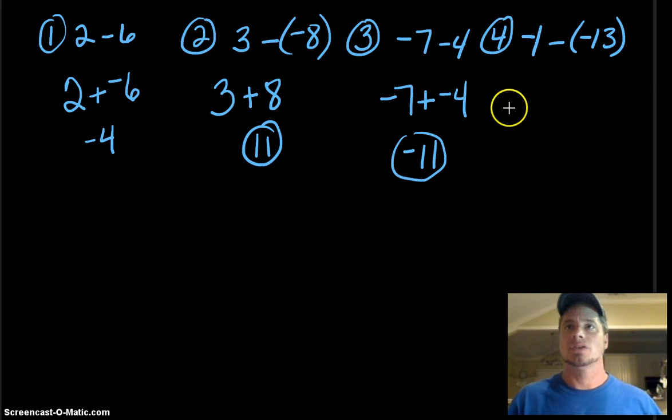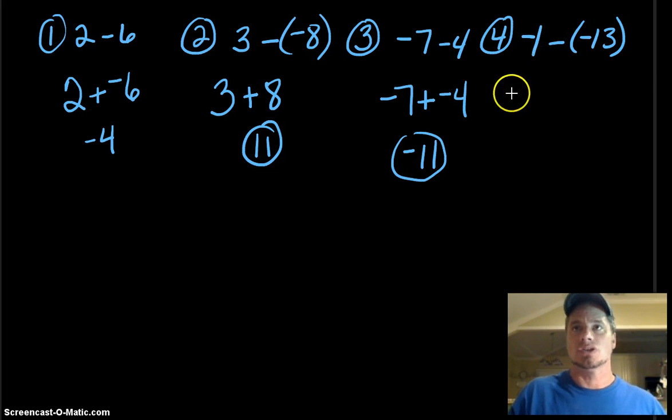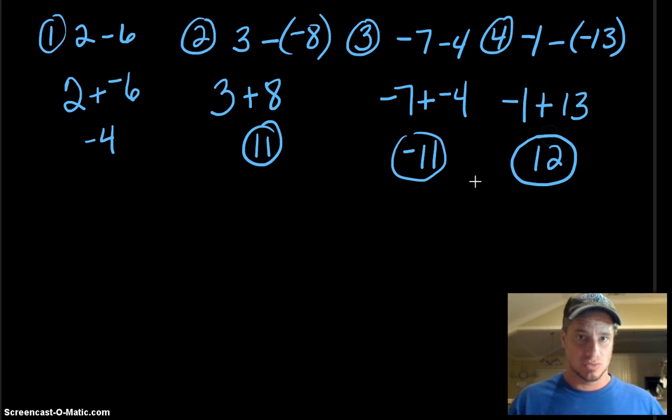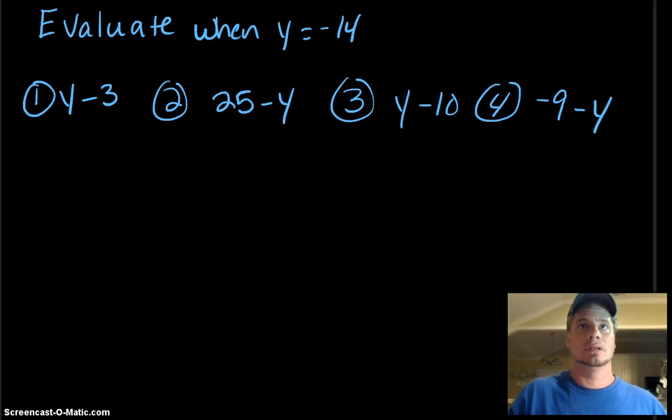Okay, look at the last one. We're going to change this to an addition problem. So it's negative 1 plus, now we need the opposite of 13, negative 13, which is positive 13. Now we look at this and we see different signs, so we find the difference. 13 minus 1 is 12. And our answer gets the sign of the larger number. The larger number is positive, so our answer is positive, and it is 12.